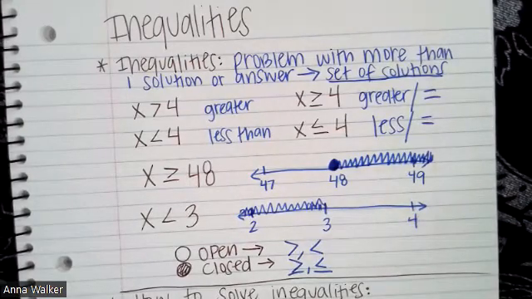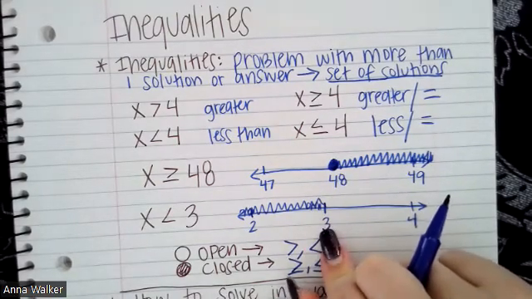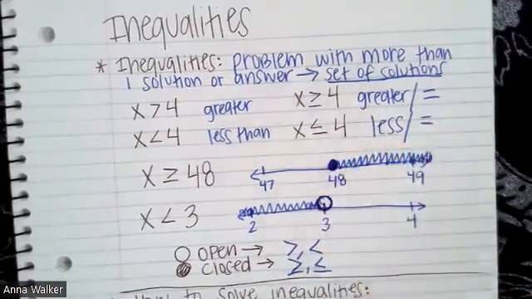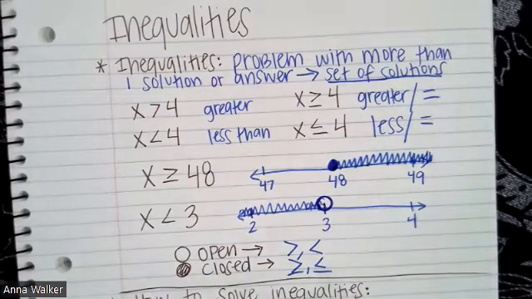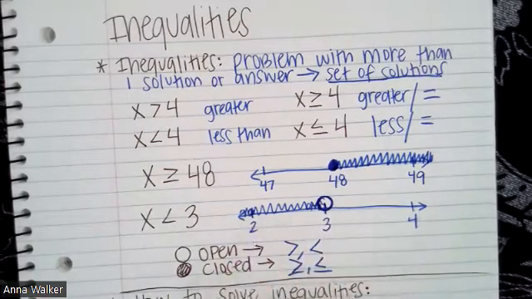So 2.99999999999 that goes on forever is less than 3. But once it hits 3 itself, it's not included anymore. So I'm going to do an open dot and not shade it in. That way we know this is the boundary point 3, but it has to be less than 3, and 3 is not included in that amount.